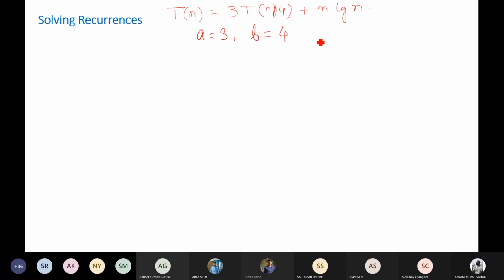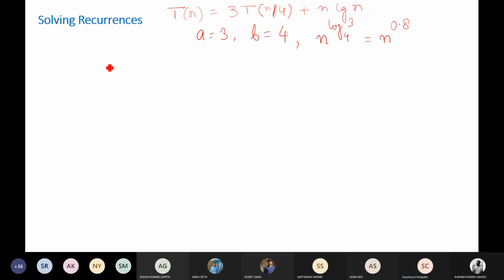So n to the power log a base b. This value is less than 1, log 3 base 4. So n to the power log a base b is nearly n to the power 0.8, something like that.